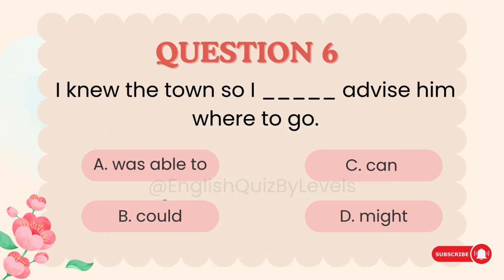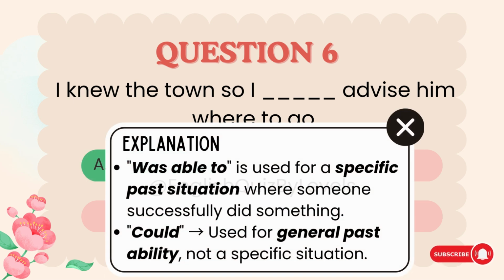Question 6. The answer is was able to. Was able to is used for a specific past situation where someone successfully did something. Could is used for general past ability, not a specific situation.